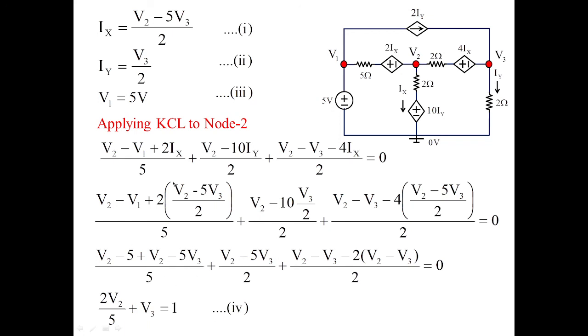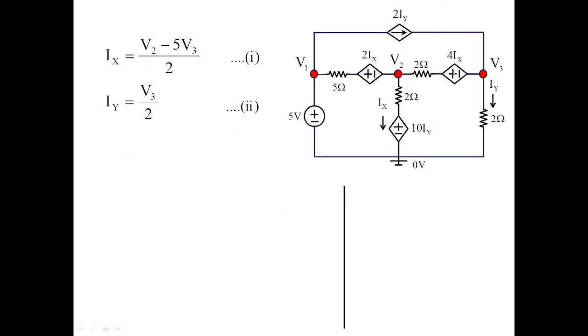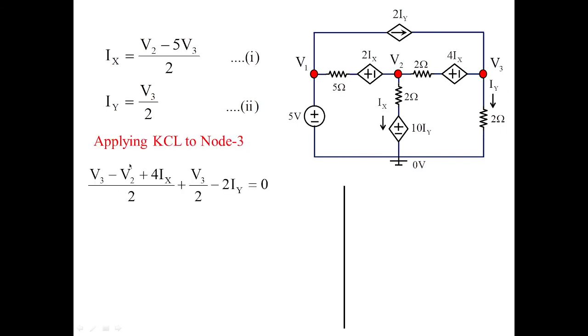Now the same thing we are going to apply with node 3. Before that, we need to remember what we have obtained already. Ix and Iy we have already framed as branch currents, and we need to substitute these two currents in node 3 equation. So applying KCL at node 3, you can see there are three branch currents which are connected to node 3. So V3 minus V2 plus 4Ix by 2 plus V3 by 2, and this dependent current source is traveling towards node 3. That is why it is minus 2Iy is equal to 0.